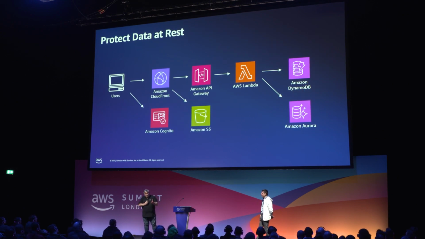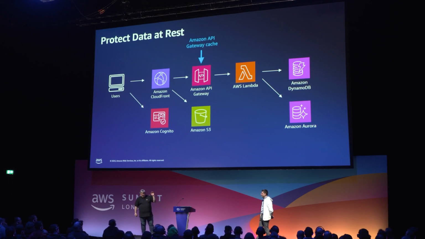We need to make sure, obviously, that we're thinking about how we protect our data at rest, because we always need to think about that. Remember, in an architecture like this, we've got a few places where there is data at rest. So if I'm using the cache on API Gateway, it's important to remember that you can turn caching on at the API Gateway level, but you can only turn encryption of that cache on at the method level. So never forget that. You can encrypt that cache, but you have to turn it on yourselves.